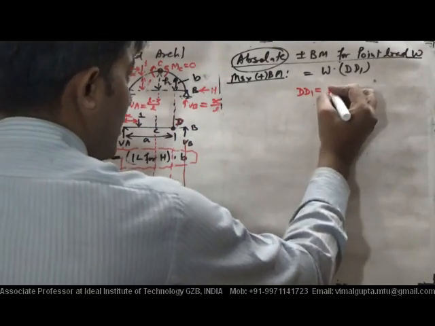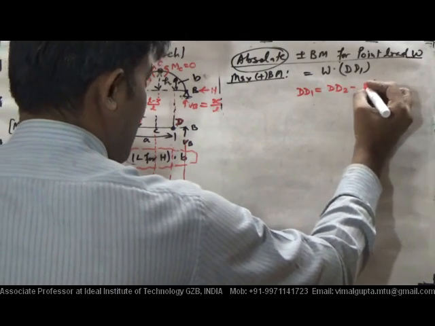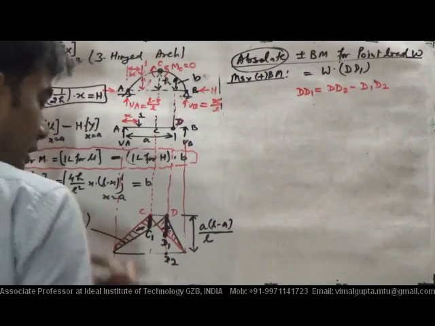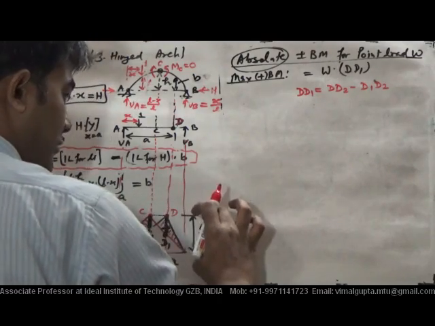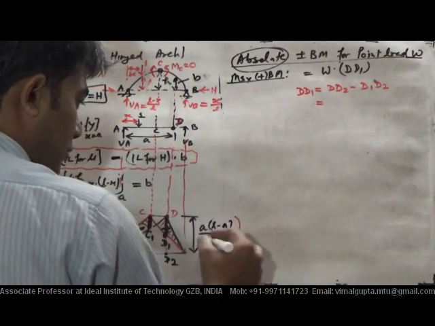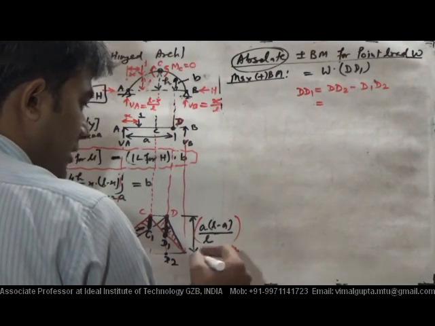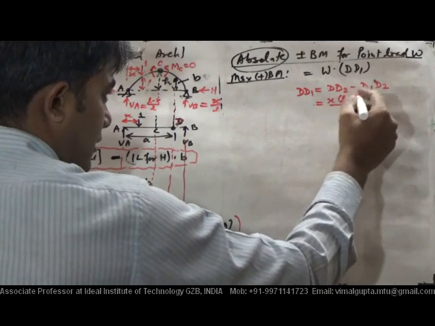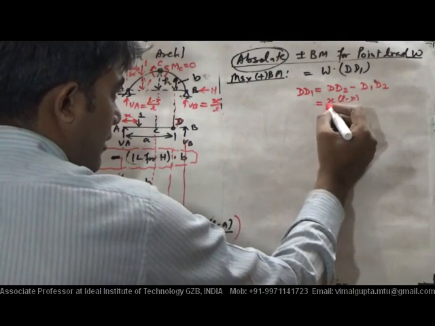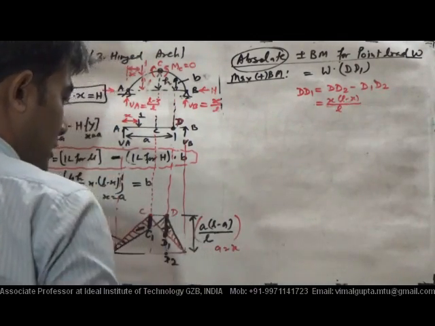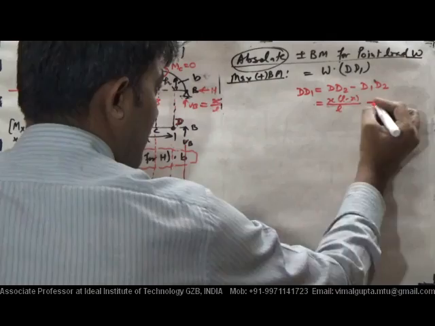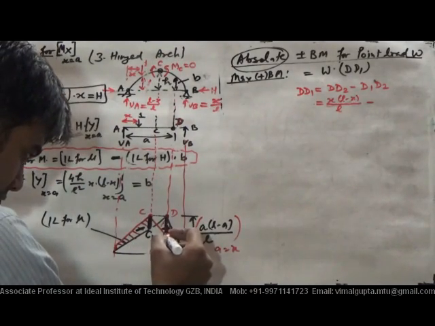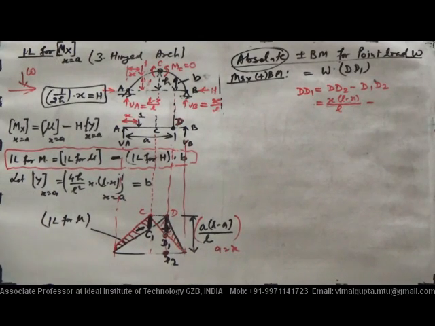We know very well what the D1 D2 value is. Put here A equal to X. So in terms of X, it will be X into (L minus X) divided by L. This is D1 D2, and minus DD2. How much will be that ordinate? Can you calculate? Do you have any idea? This can be calculated.